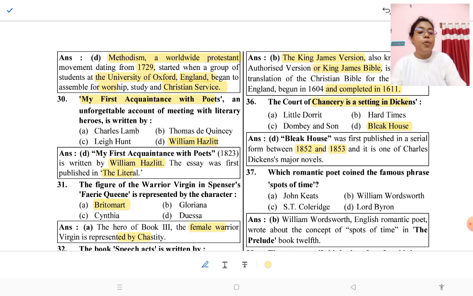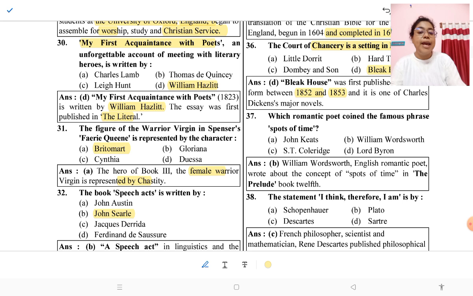Which Romantic poet coined the famous phrase "spots of time"? It is famously associated with William Wordsworth, and I had already made a video where I talked about important terms and their propounders. There I talked about William Wordsworth and how he gave the term "spots of time." An English Romantic poet, he wrote about spots of time in The Prelude, Book 12.